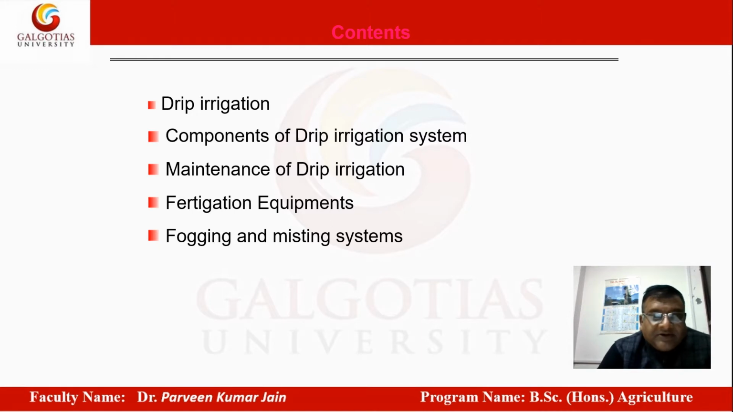In this presentation we will be discussing what drip irrigation is, the different components of the drip irrigation system, something about the maintenance part also, and the equipment with the help of which we use the drip irrigation water for fertigation. I mean, the fertilizer is mixed with the irrigation water and applied. And then something about the foggers and misting systems, which are very essential in these structures.